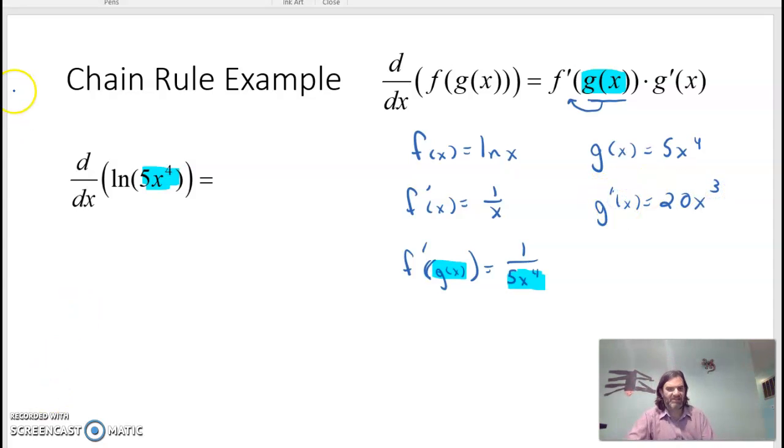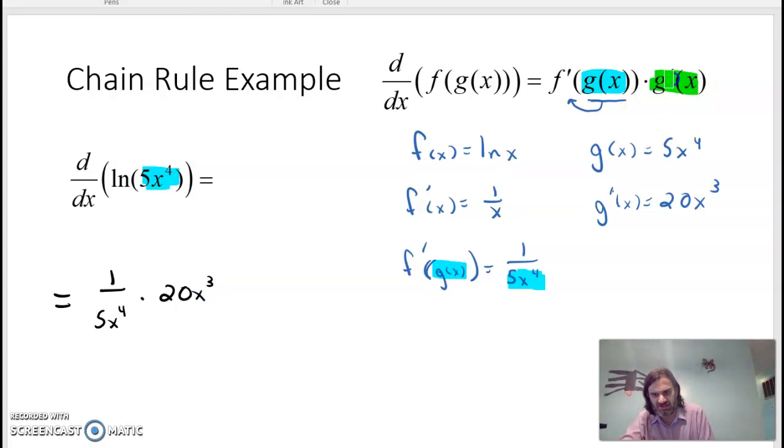So we'll put this together. Our derivative of the natural log of 5x to the fourth will be f prime of g, which is 1 over 5x to the fourth, times g prime, which is 20x cubed. Okay, there's g prime. Just making sure you understand where everything came from.